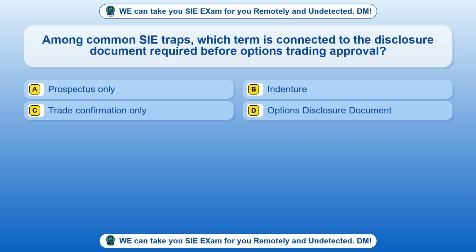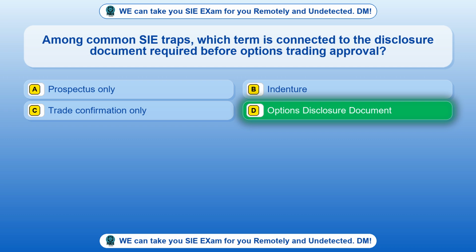Question 20. Among common SIE traps, which term is connected to the disclosure document required before options trading approval? Option A, prospectus only. Option B, indenture. Option C, trade confirmation only. Option D, options disclosure document. The correct answer is option D, options disclosure document.